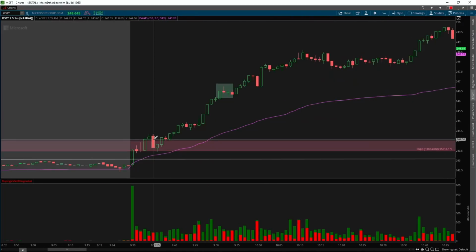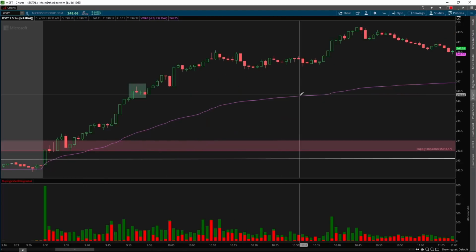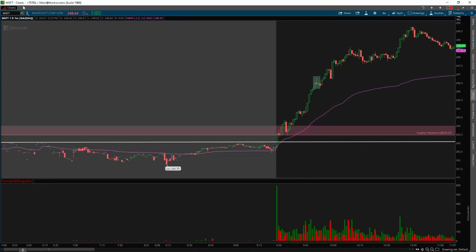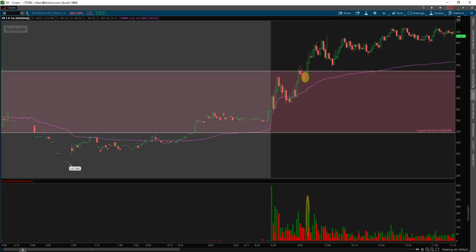Just from that simple analysis that buyers were super strong compared to the sellers at that supply, and they have to just squeeze a little more juice out, and then this thing rallied 6 points, almost 7 points from breaking above supply. Same thing with Facebook. So pull up the Facebook chart. Let's go to the pre-market plan on this.